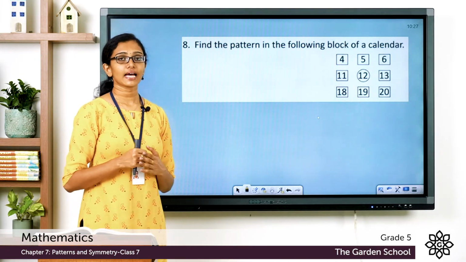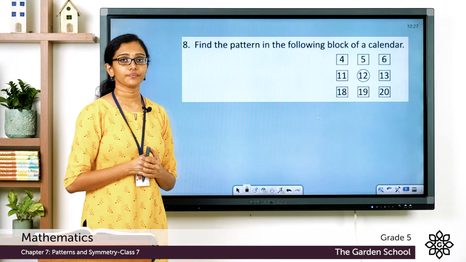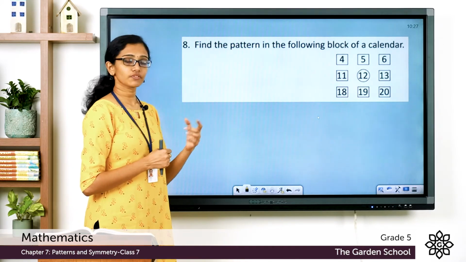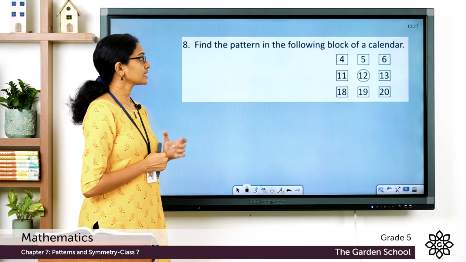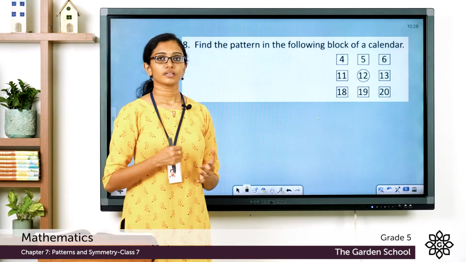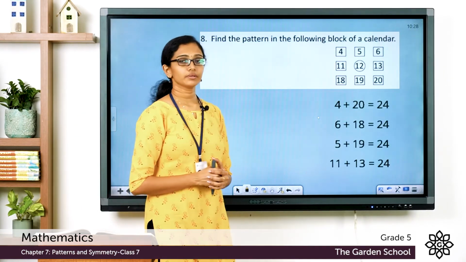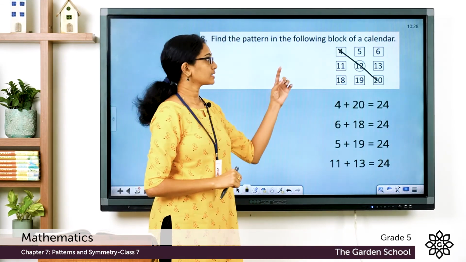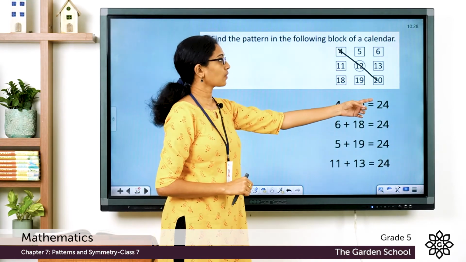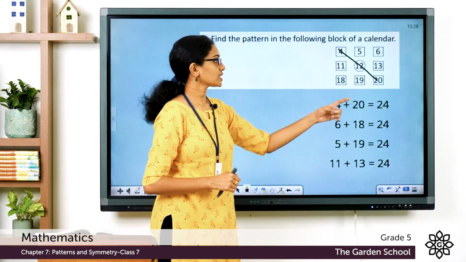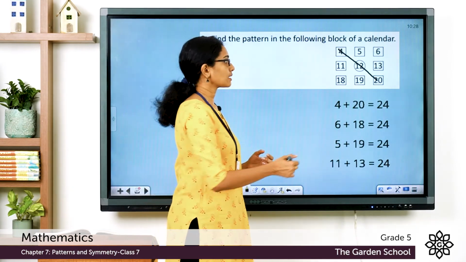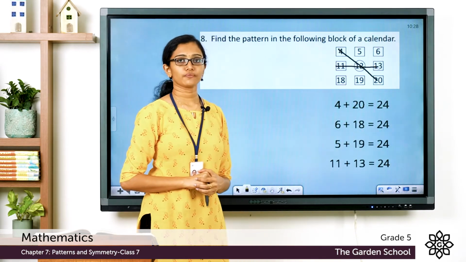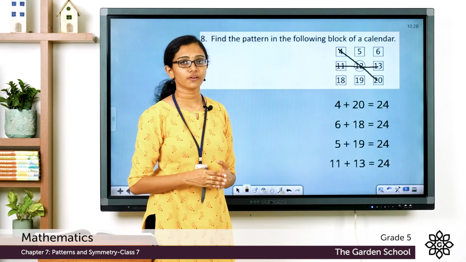So we have learned we can identify different number patterns in a calendar. You see here there is a block of numbers taken from a calendar, and you have to identify the pattern in this block. Can you identify the pattern? See the numbers. The number 4 and the diagonally opposite number 20. The sum of 4 and 20 is 24, and in the middle we have the number 12, which is half of 24. Now the next number 11 and the opposite number is 13. 11 plus 13 is also 24. In the middle you have 12, which is the half of 24.